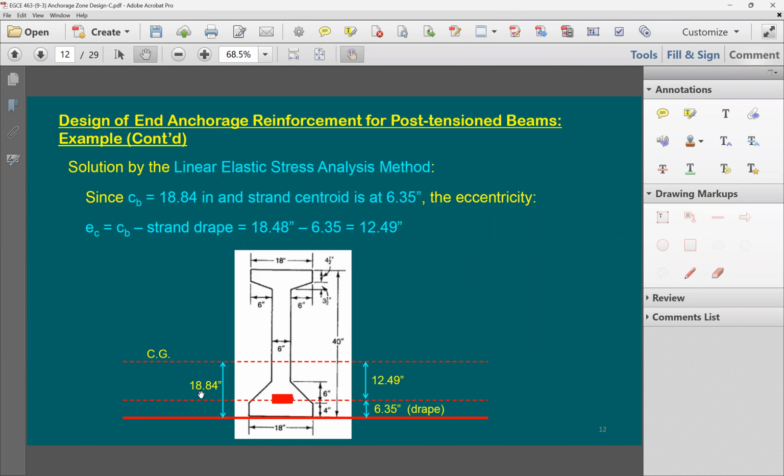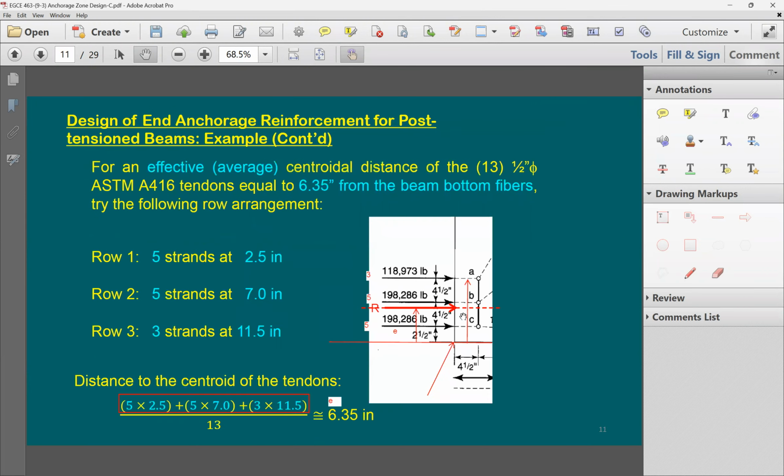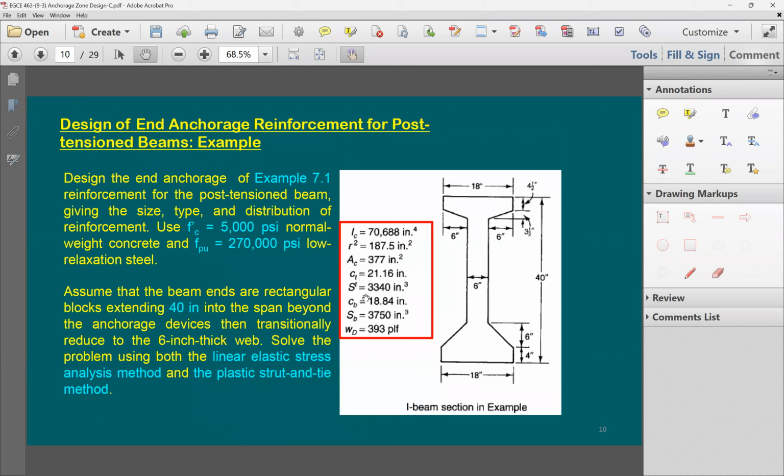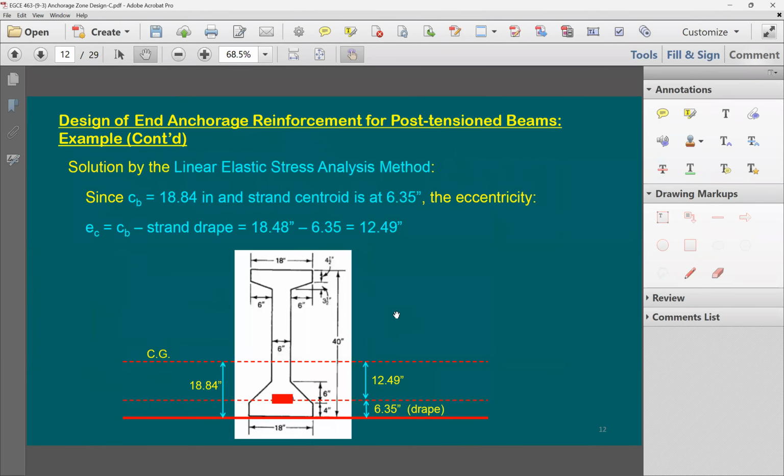at 18.84. Someone's going to say, where did you get this from? I'm going to say, okay, simply go here. This is the CG to the bottom. You see this? 18.84. The location from the centroid to the bottom of the beam is 18.84. So here's 18.84 to the CG, the centroid. The strands are at 6.35. Therefore, the distance from the strand to the CG is 12.49. And this 12.49 is actually the eccentricity that you need to use in your analysis to find the stress distribution, because the force is going to be concentrated here.